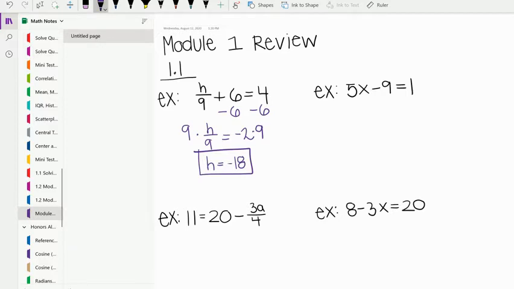On the next one, we are going to start off by adding 9 to both sides. So you get 5x equals 10, and you'll divide by 5, and you'll get x equals 2.